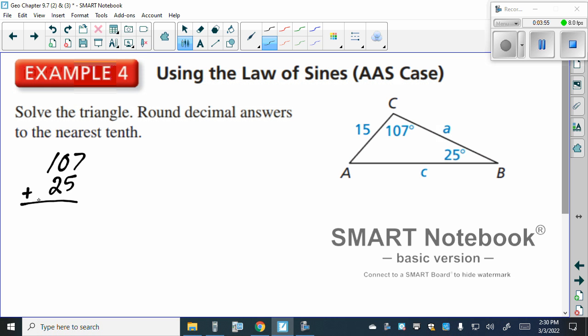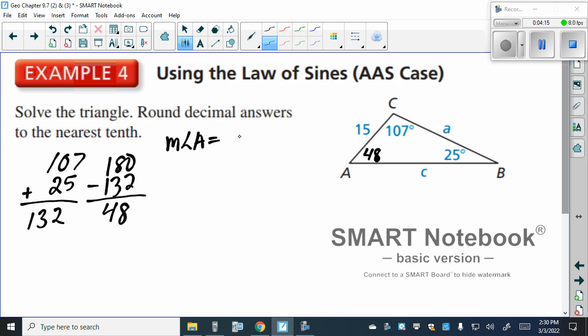So this here is 132. And if we subtract 132 from 180, exactly, we would get 48. So part of our answer here is finding the measure of angle A, which is 48 degrees. Now we need to find side length A and side length C.